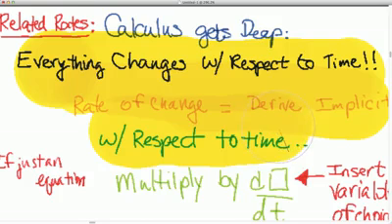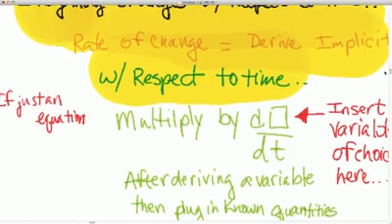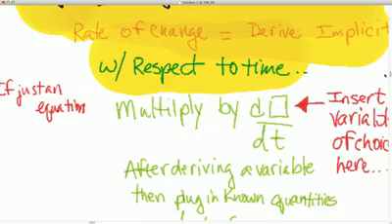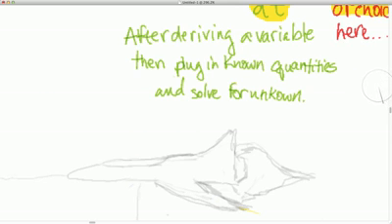So if you think about this as a problem of implicit derivatives, the hardest part then just becomes setting up the equation. Once you set up the equation and you derive by whatever variable you derive, multiply by d whatever dt, where you can insert your variable of choice right here in the box, okay? And that would be deriving it implicitly with respect to time.